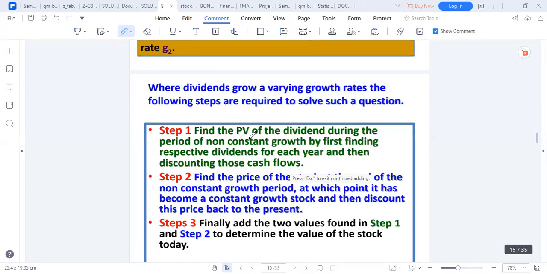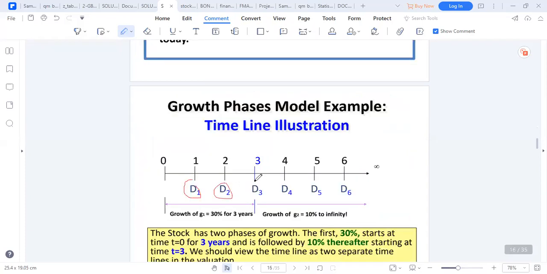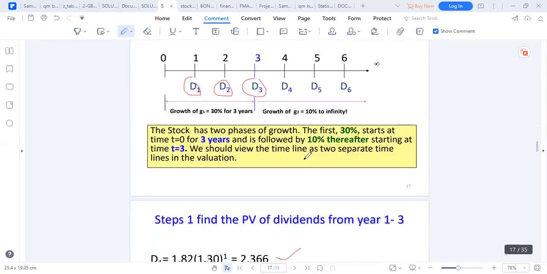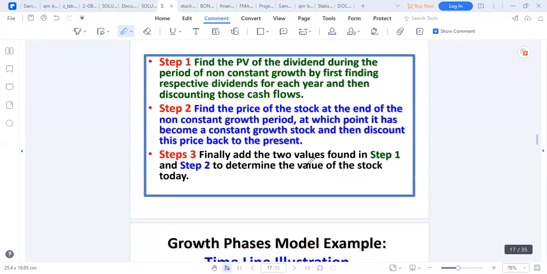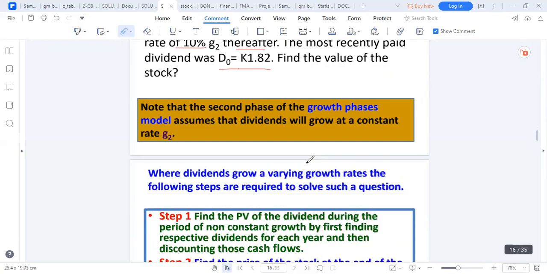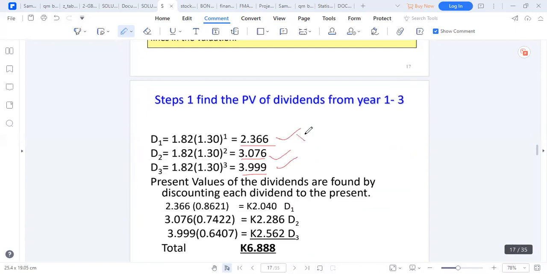So the first, we find the future values for these D1, D2, and D3, the way I explained them. So D1 is 1.82 times the growth rate of 30% to the power 1. 1.82, 30% to the power 2. 1.82, 30% to the power 3. So these are the 3 growths. Then we discount them by multiplying. What is our market rate? We're told that the market rate is what? 16%.